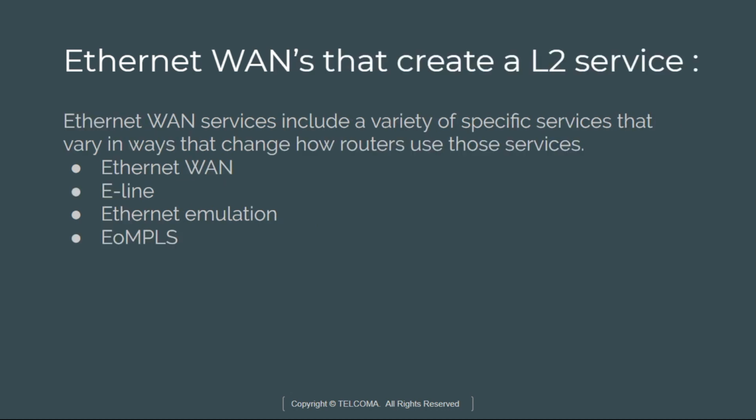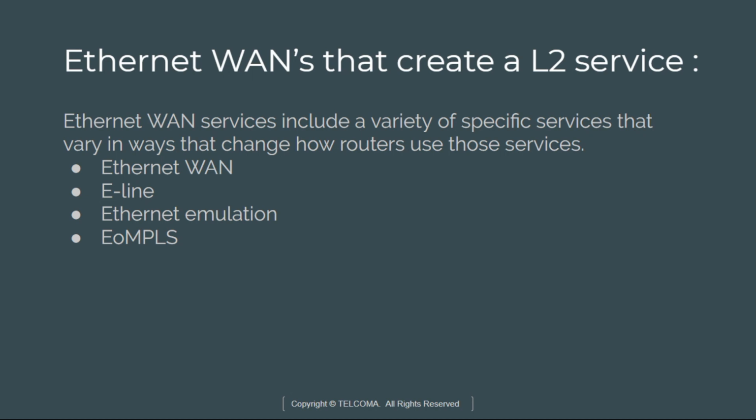Inside the service provider's network, the service provider uses any technology that it wants to create the specific WAN services. Ethernet WANs create a layer 2 service. Ethernet WAN service includes a wide variety of specific services that vary in ways that change how routers use those services. We have Ethernet WAN, E-Line, Ethernet emulation and EoMPLS.